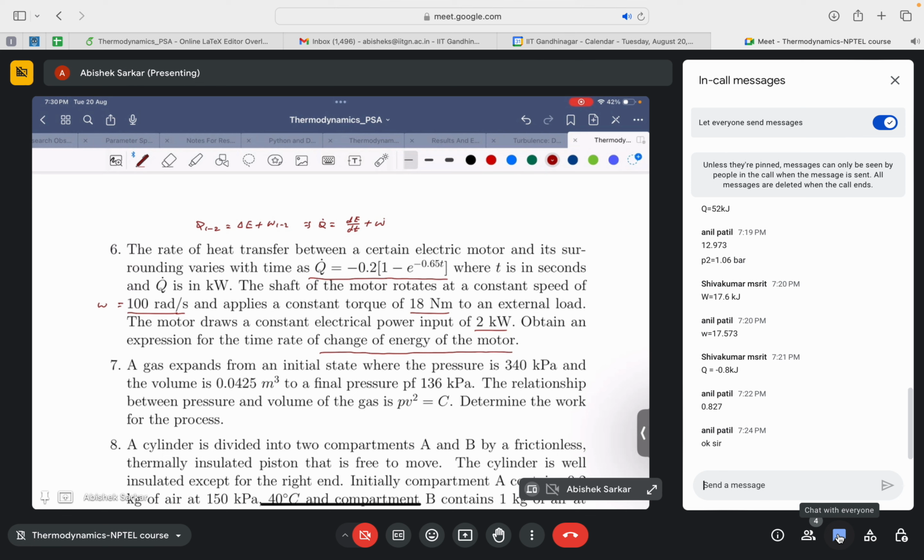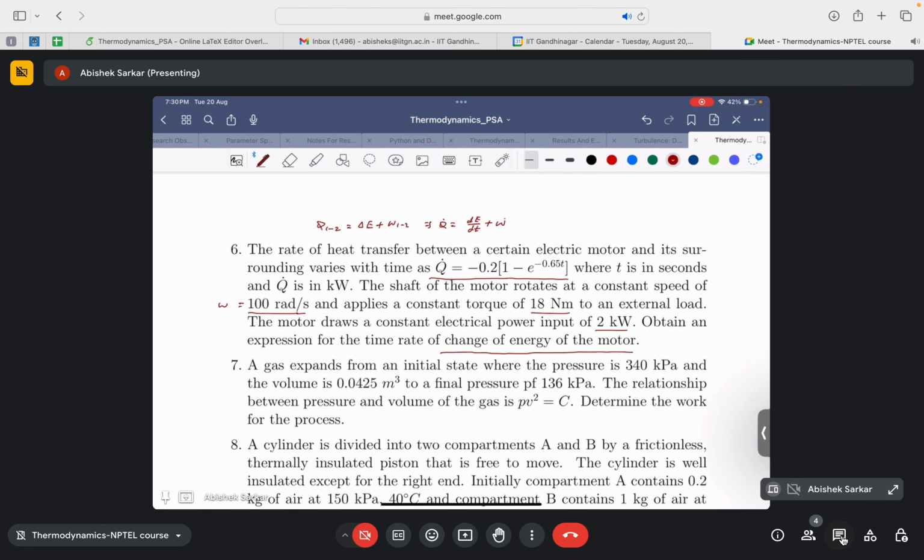Okay, let me give you 2 more minutes. It's not difficult, but a slightly different type of question. Meanwhile, like the previous questions, you can tell me if you found out the net work interaction also, so that I can know whether you are going in the right direction or not.